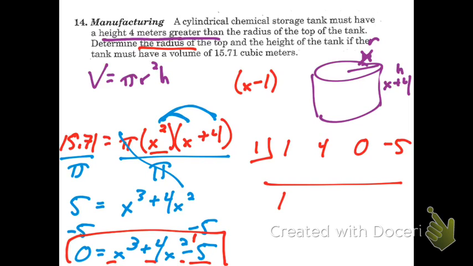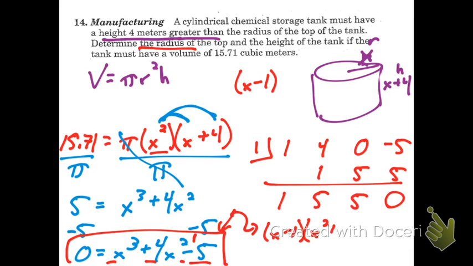Drop the 1 down. 1 times 1 is 1. We add, we get 5. 5 times 1 is 5. Add, we get 5. 5 times 1 is 5. Add, we get 0. So I was lucky. All right, I knew that this right here factored into x minus 1, I guessed, and then I was left with x squared plus 5x plus 5. Now, this, you'd have to use a quadratic formula to work on it.